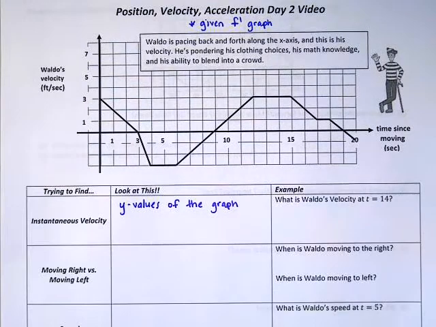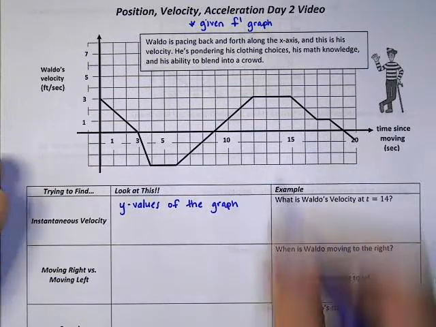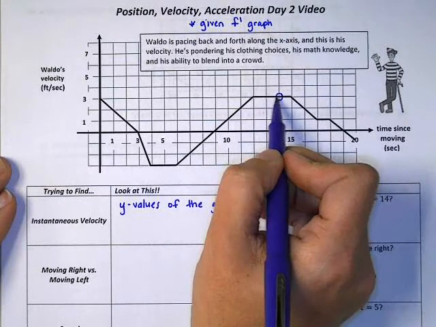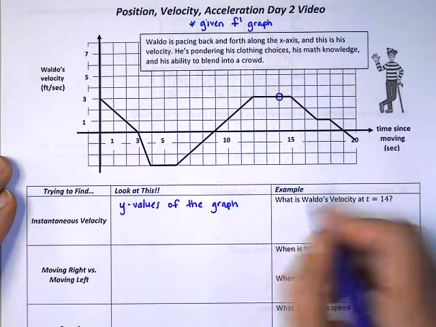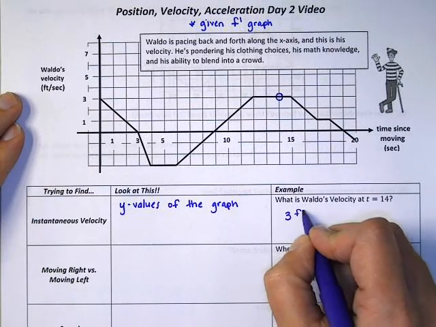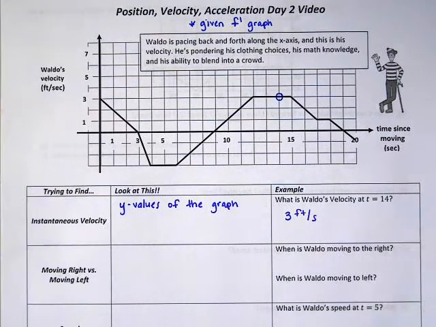Now, the reason for that is if this is the graph of velocity, then the y values are the velocity. So for example, if it says, what is Waldo's velocity at t equals 14? I would go to where the time is 14, I would find that point, and I would match that up with the y value, which is 3. Now it says that this is being measured in feet per second, so I would say 3 feet per second.